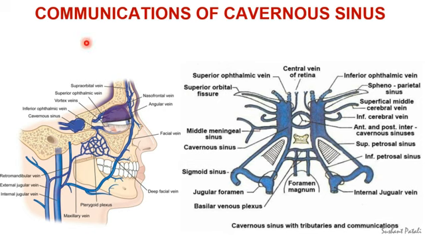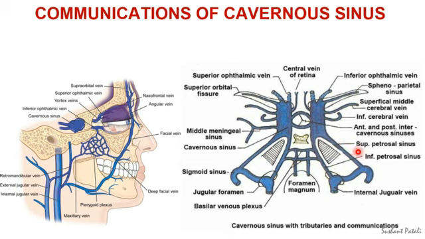Now, what are the communications of the cavernous sinus? So the cavernous sinus has various communications. It receives venous blood through its tributaries, and these tributaries communicate the cavernous sinus with other nearby areas. So basically there are a number of communications of the cavernous sinus. This is very important as an infection can run in either way. So knowing the communications of the cavernous sinus clinically is very, very important. So let's look at the communications.